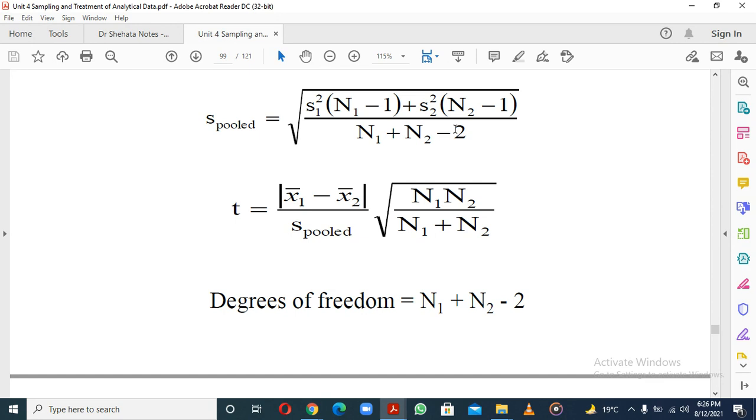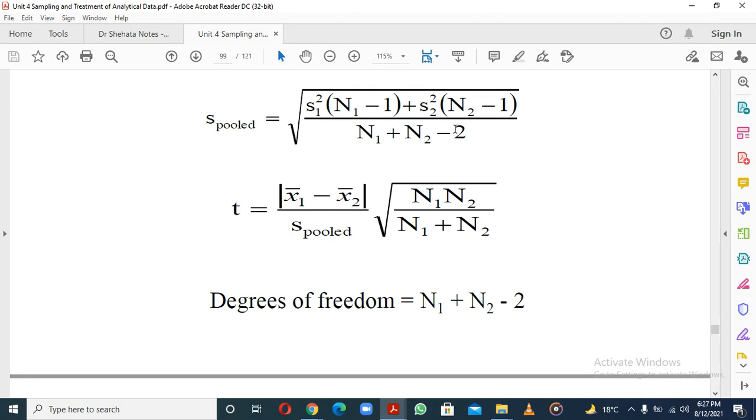So now to find the t, we've got that. Then over that, put the standard deviation. Don't worry, we will look at examples. Then square root, multiply the sample sizes: square root of the product of the sample sizes over the sum of the sample sizes. Then we talked about degrees of freedom, right?